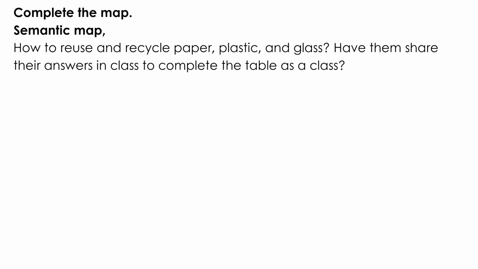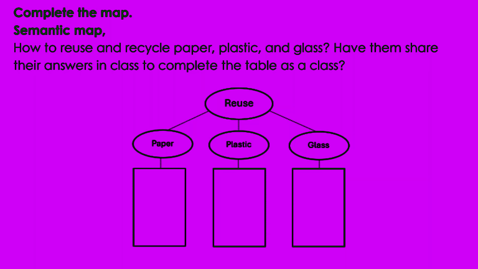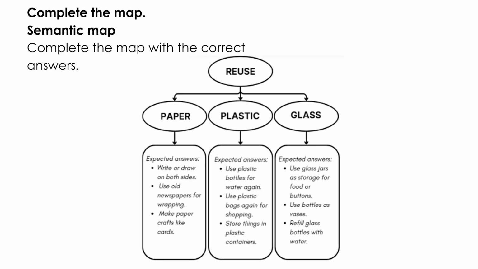Complete the semantic map. How do you reuse and recycle paper, plastic, and glass? Have them share their answers in class to complete the table as a class. We have here the table: reuse, recycle, and paper, plastic, and glass. Answer: these are the expected answers.